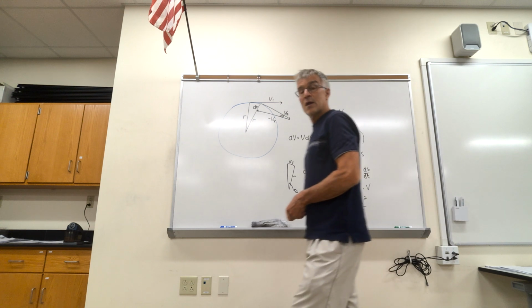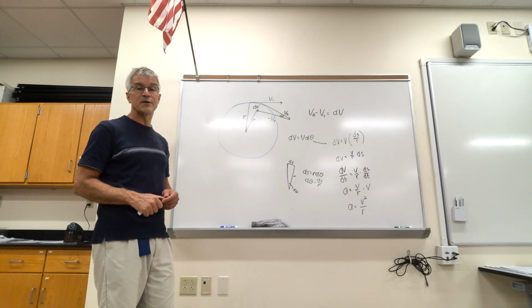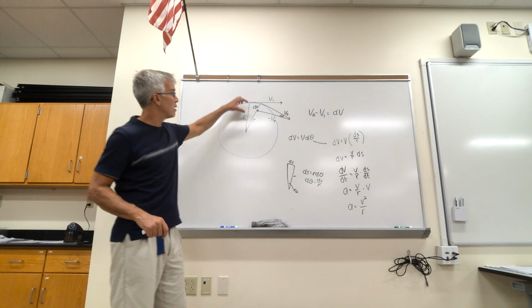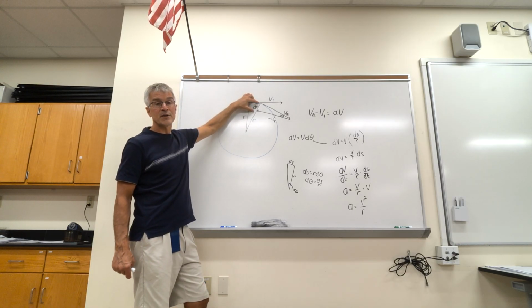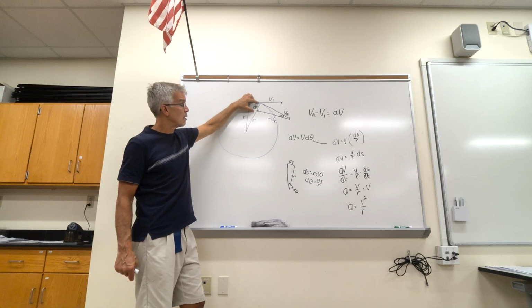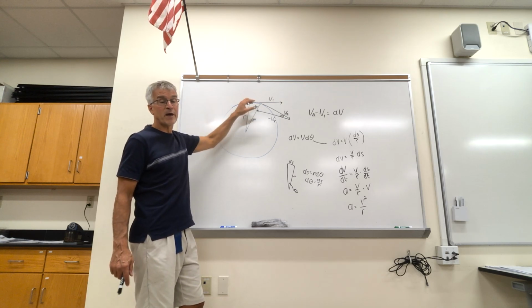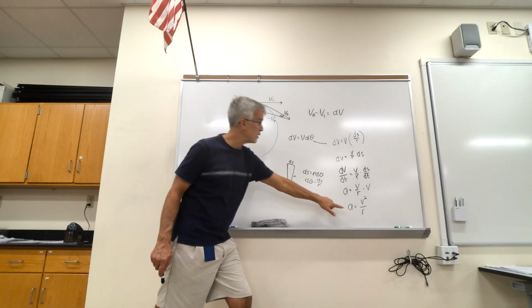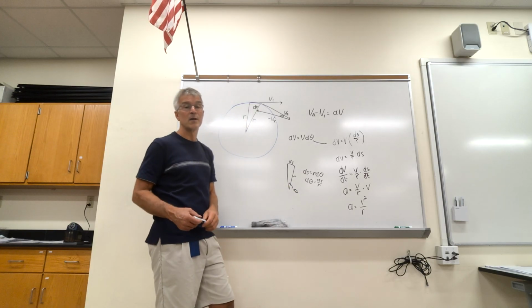Now, the direction of that acceleration is toward the center of the circle. We know that because dV, the change in velocity, is toward the center of the circle. The acceleration is going to be in the same direction. So whenever something moves in a circle or any curved path, there's always an acceleration toward the center, even if it's moving at a constant speed.